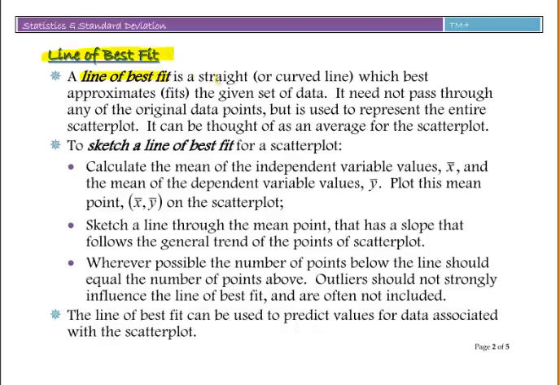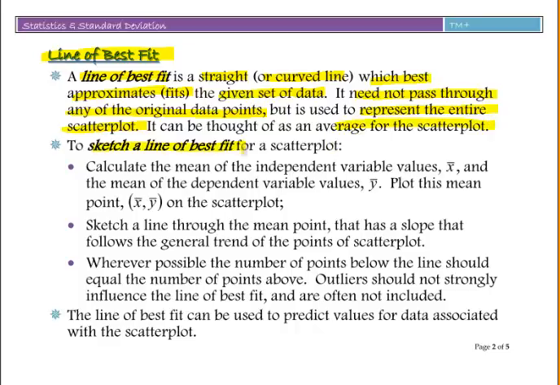Now the line of best fit is a straight, or can be curved, line, we're only going to look at straight, which best approximates or fits the given set of data. It need not pass through any of the original data points, but is used to represent the entire scatter plot. It can be thought of as an average for the scatter plot.